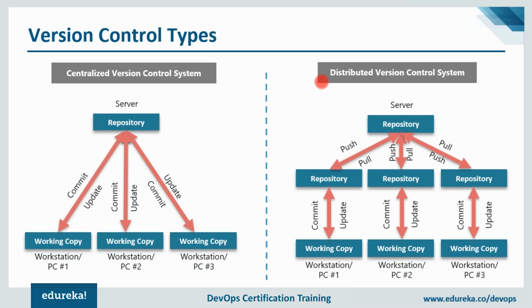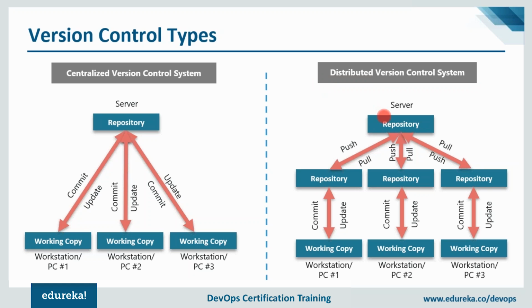Now, let's talk about the distributed version control system. These systems do not necessarily rely on a central server to store all the versions of the project files. In distributed version control systems, every contributor has a local copy or clone of the main repository. Everyone maintains their own local repository, which contains the files and the metadata present in the main repository. So in simple terms, everybody has a copy of the remote repository.